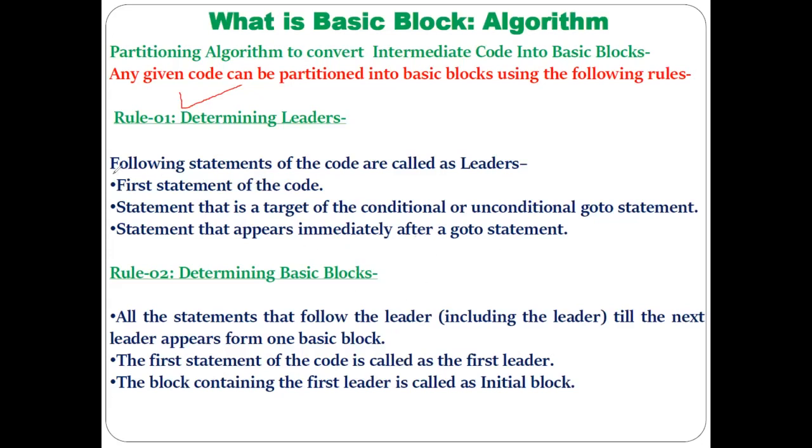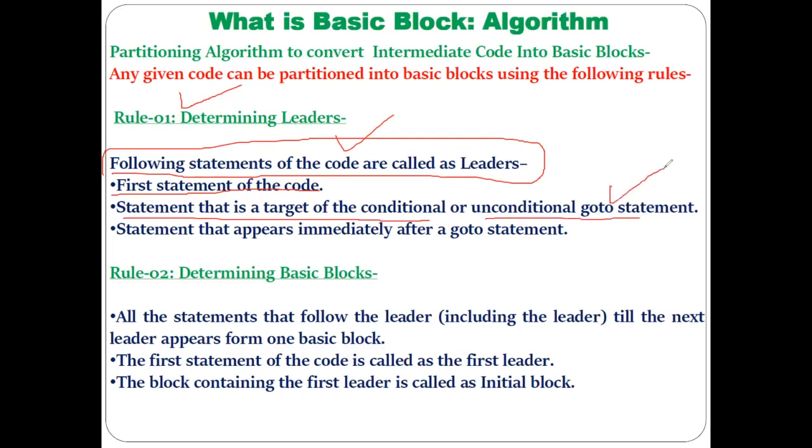So which statements can we call the leader statements? The following are the statements of your intermediate code that you can call leader statements. The first statement of your intermediate code is always called a leader statement. Then the statement that is the target of a conditional or unconditional go to statement is also called a leader statement. And third, the statement that appears immediately after a go to statement can also be called a leader statement.